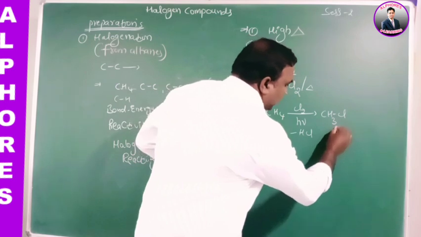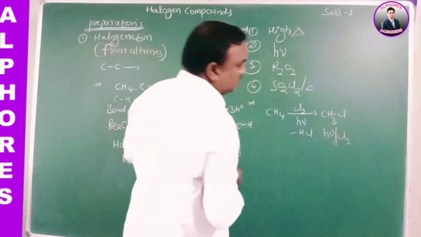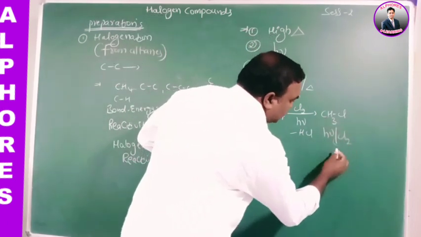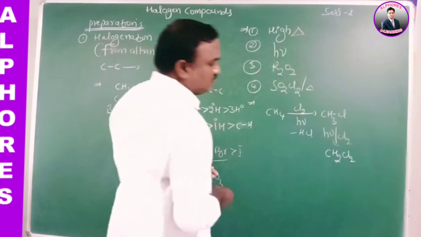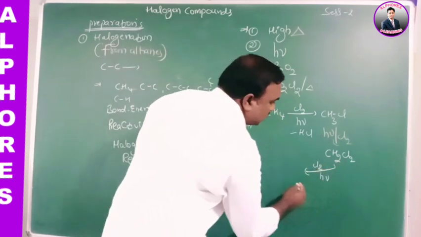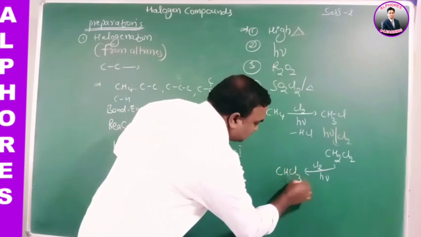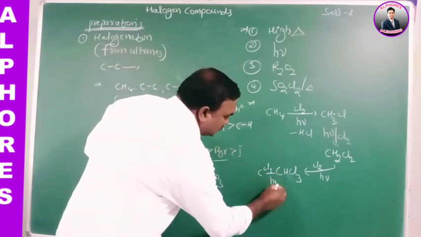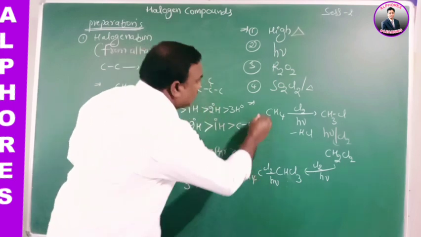CH3Cl. Again, if you apply chlorine in the presence of sunlight, again H is replaced by Cl. So the second one is CH2Cl2. Again, if you apply Cl2 in sunlight, here CHCl3. Again, Cl2 is given, h nu is given. The final product is carbon tetrachloride.